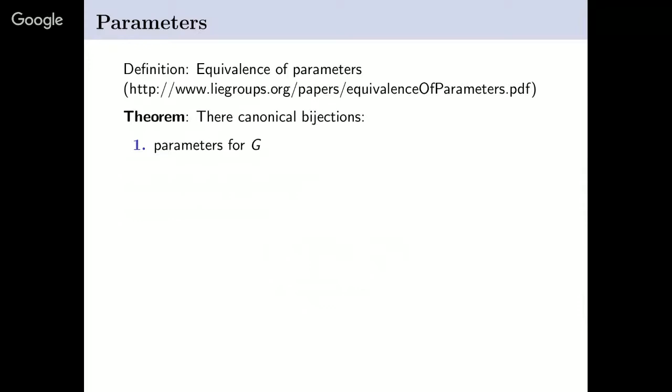But the point of this definition is the following theorem. There are canonical bijections between parameters for G, standard modules for G, and irreducible representations of G. I see my phone is ringing, but I'm going to ignore it. And the definition of equivalence was more or less chosen to make this theorem come out to be true.